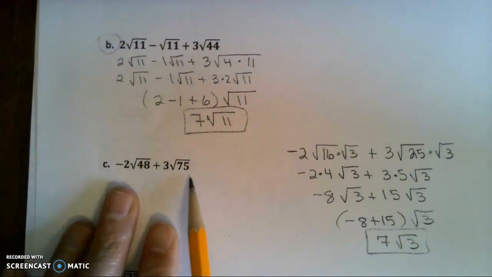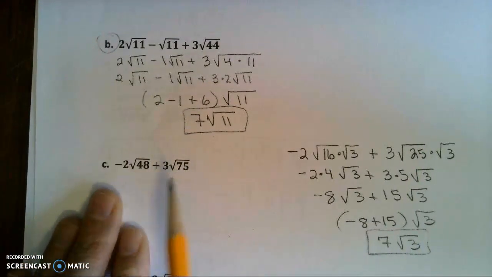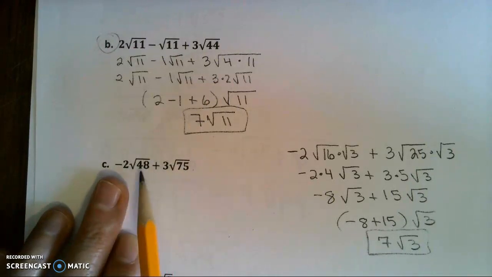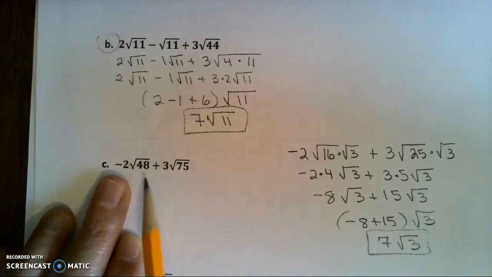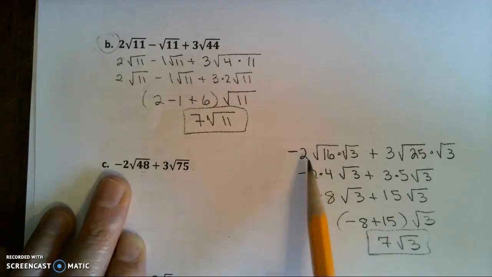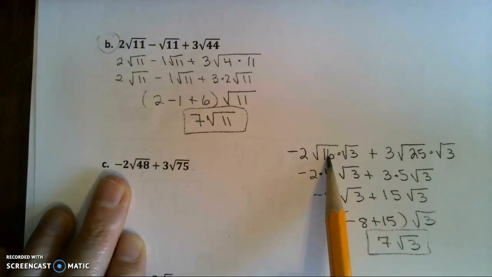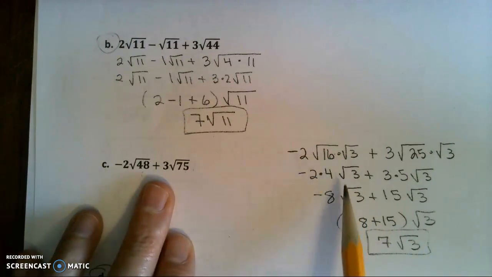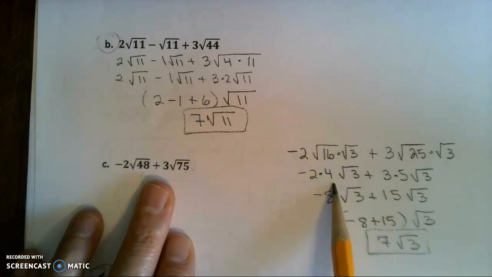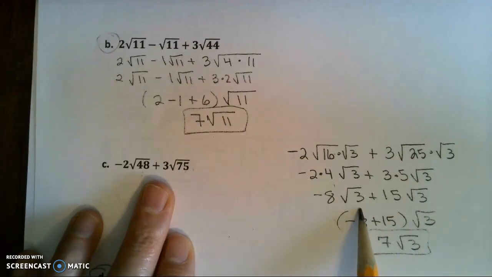Okay, so I'm going to jump right down to this example right here. The other two I think are a little bit easier. So what we want to do is put both of these in simplified radical form and then combine what's left over. 48 is 16 times 3, where 16 is a perfect square. So the square root of 16 gives me 4, so this ends up giving me -8 square root of 3.